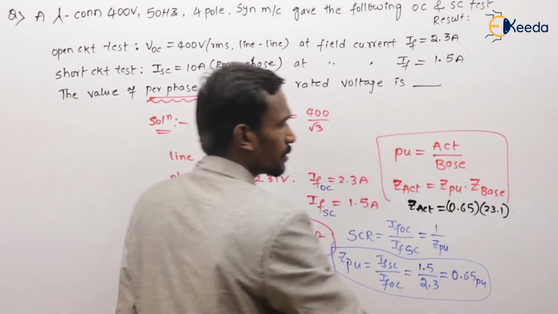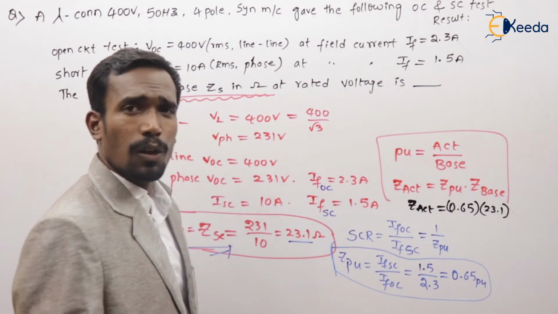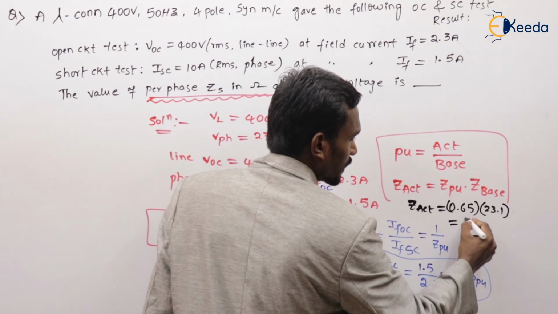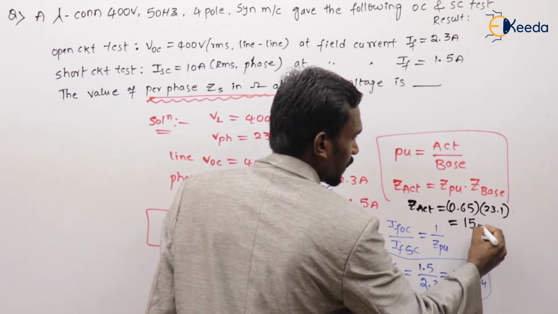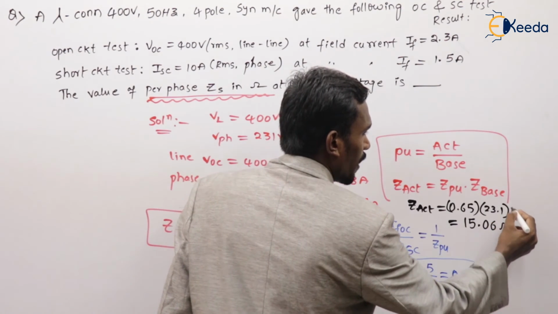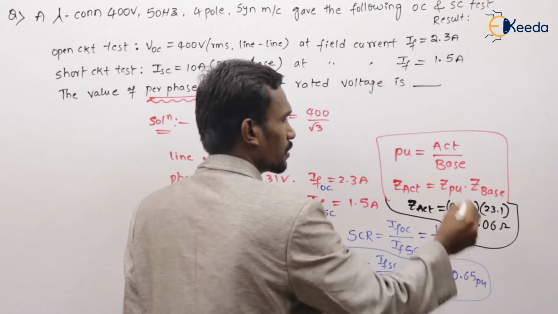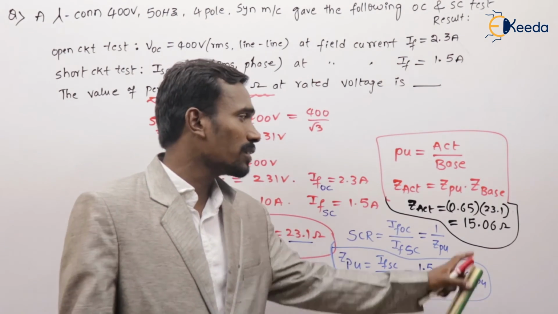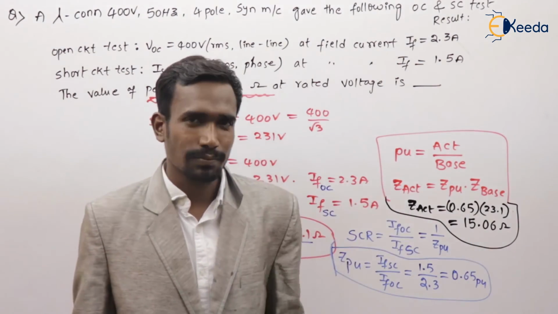Z base is 23.1 ohms. If you calculate this value, the actual impedance per phase is 15.06 ohms. 15.06 ohms is our final answer.